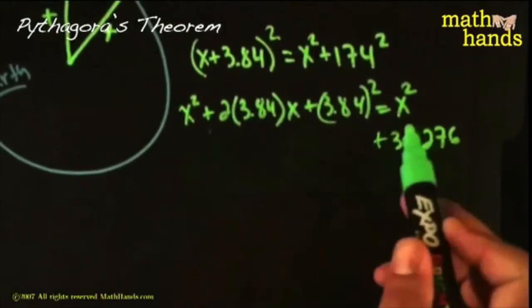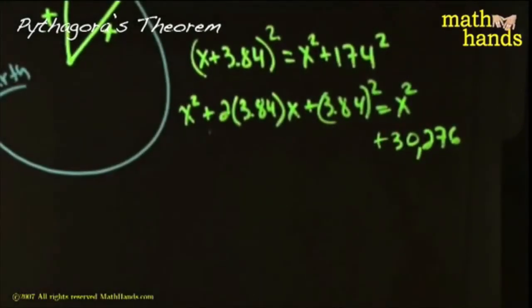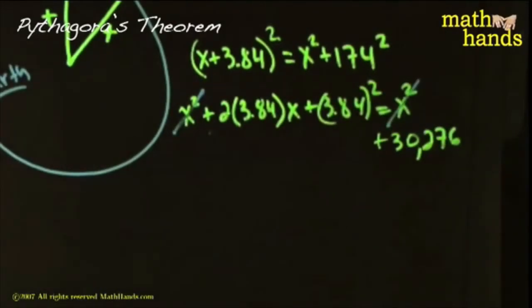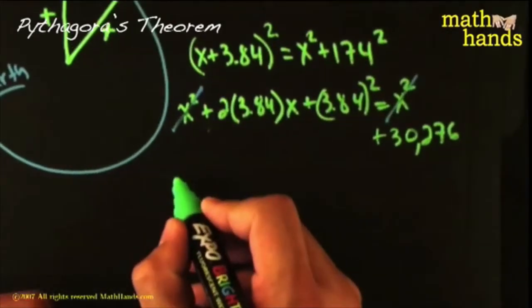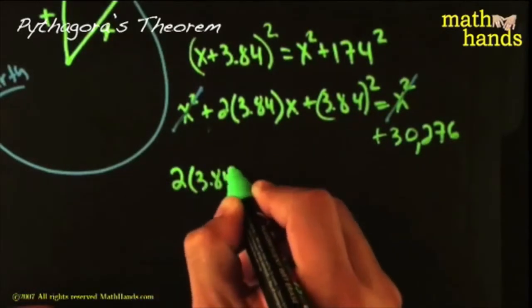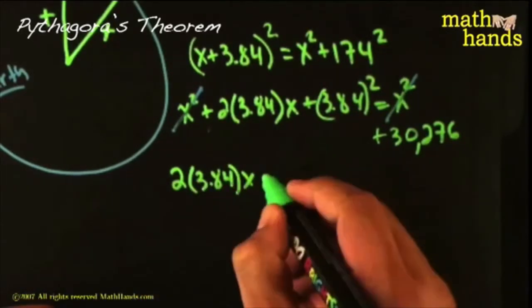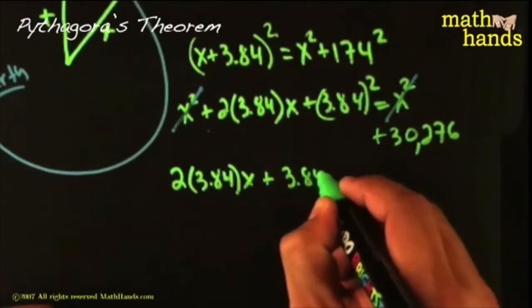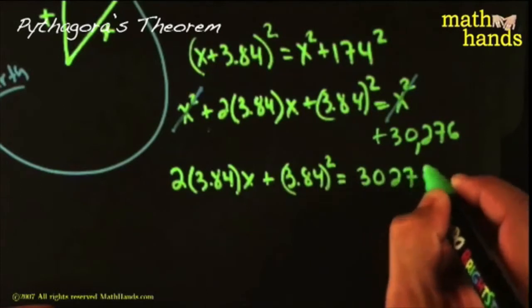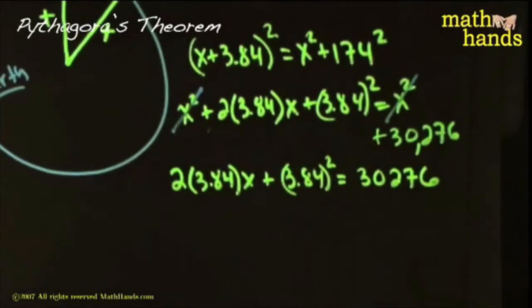That gives us the following equation. We've got to resolve this equation. I can subtract x squared from both sides. That one is gone, and that one is gone. That leaves me with 2 times 3.84x plus 3.84 squared is equal to 30,276. That's a little better.